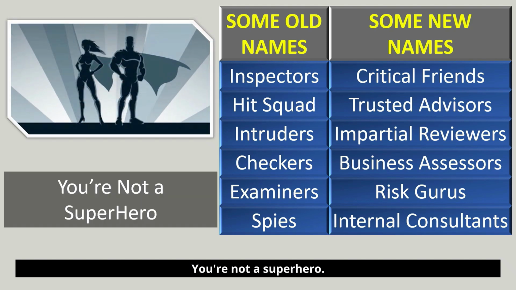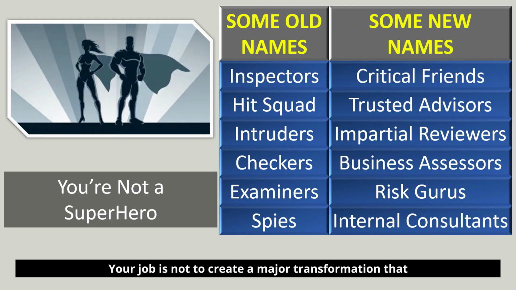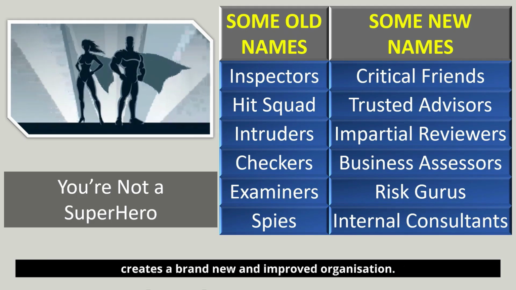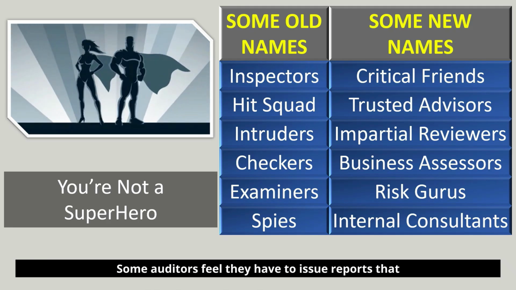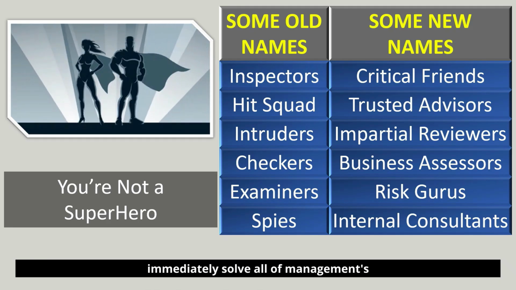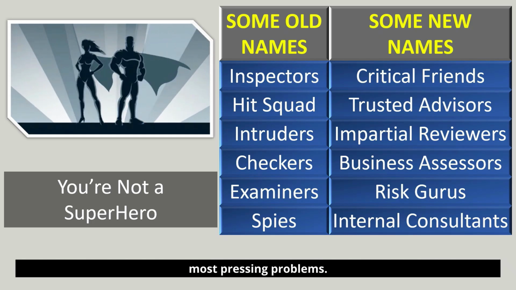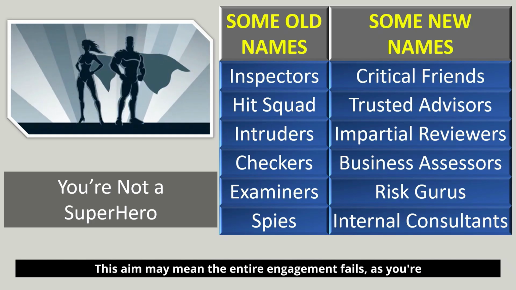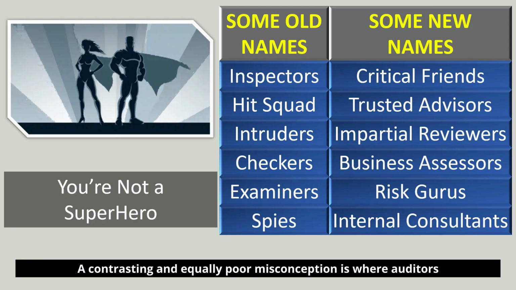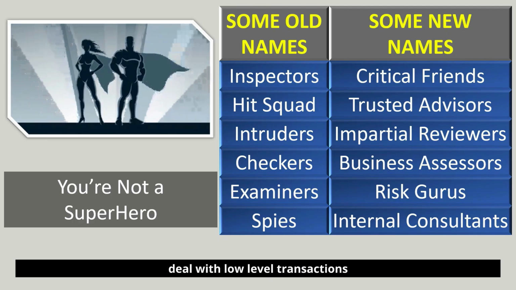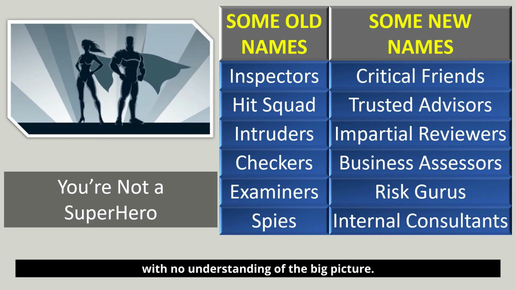You're not a superhero. Your job is not to create a major transformation that creates a brand new and improved organisation. Some auditors feel they have to issue reports that immediately solve all of management's most pressing problems. This aim may mean the entire engagement fails, as you're simply trying to do too much. A contrasting and equally poor misconception is where auditors deal with low-level transactions with no understanding of the big picture.